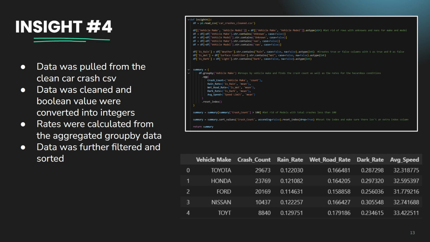Okay, so for Insight 4, this one's also from the clean car crash CSV. What we did here is we cleaned the data once again. We turned the Boolean values into integer values so we could calculate a rate, and we calculated all the rates using group by. Then we got rid of any values that had a crash count less than 100 because they're insignificant. As you can see here, we have the vehicle make, the total amount of times it appeared, so the crash count, and then the rates: whether it was rainy or wet, the road was wet, or it was dark, and then we also have the average speed.